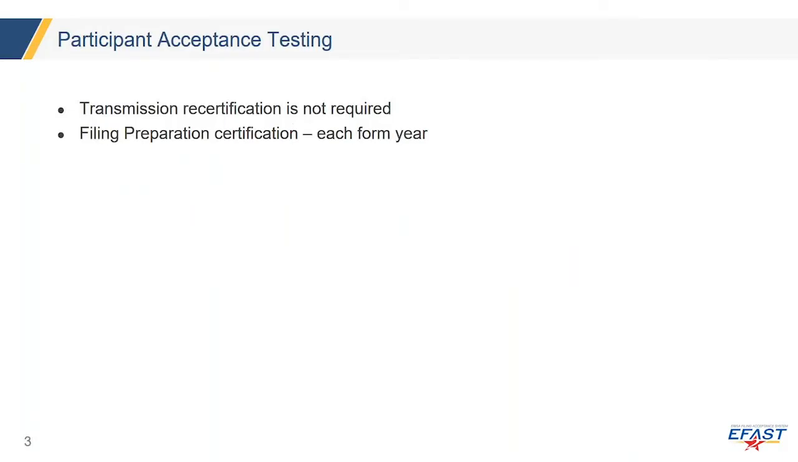Thank you, Marianne. All right, so we'll start here today with an overview of the EFAST2 testing and certification process. This is a process to become certified to prepare and electronically submit Form 5500 series filings to EFAST2. And the process for testing and certifying software is called the Participant Acceptance Testing System. We'll use PATS through the rest of this presentation. For new software companies, we would need to have a transmission software tested prior to beginning the filing preparation software testing.